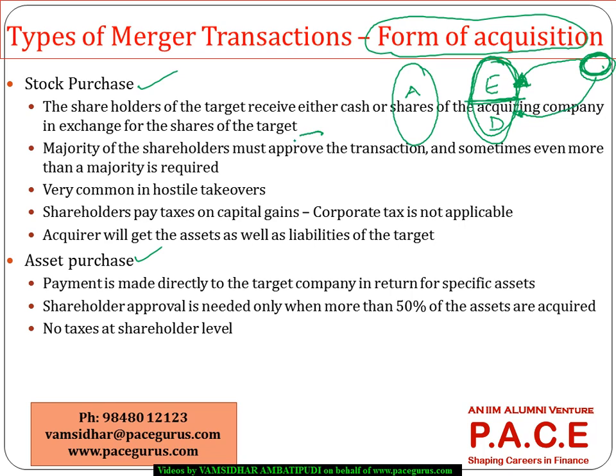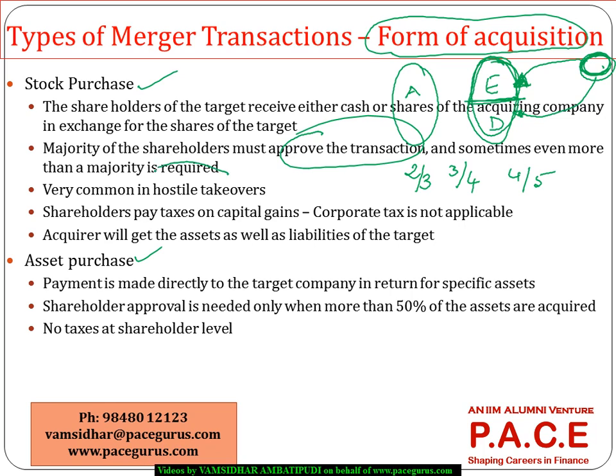So that's the reason we say that the shareholders need to approve the transaction. And in some cases, it may not even be a majority; it could go into a supermajority, like 2/3 of the shareholders, or 3/4, which is 75%, or 80% of the shareholders needing to approve the transaction. So this could be the scenario of stock purchase.